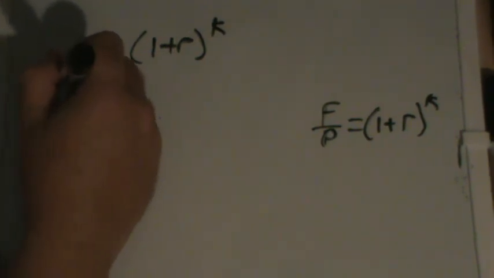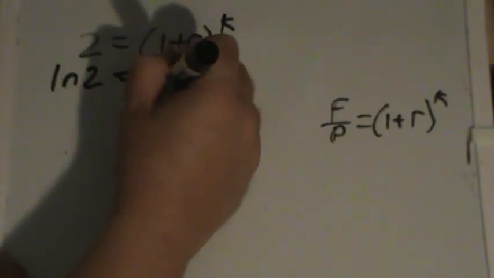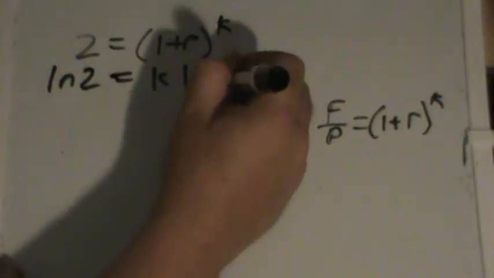Now, how do we figure out how to solve this? Well, to get our estimate, I'm going to take the natural log of both sides. Natural log of 2 has to be equal to, and using the properties of logs, the exponent's going to come out, so we get this. Okay?